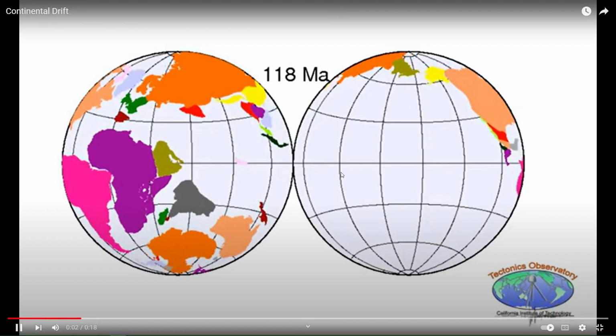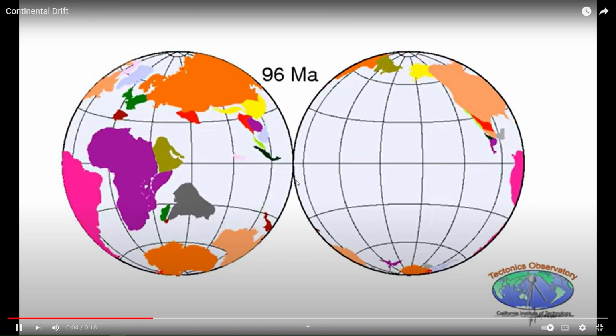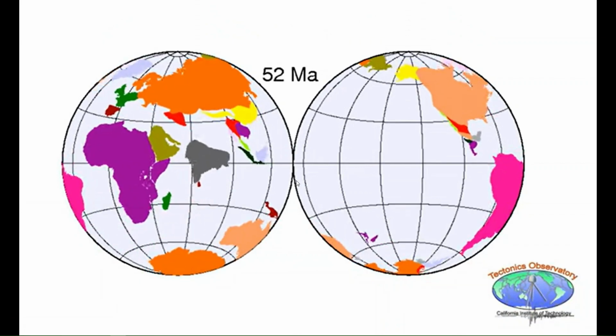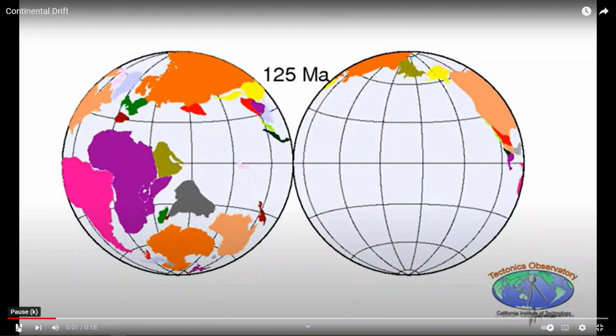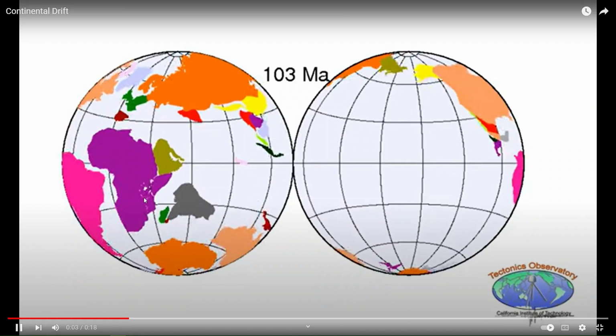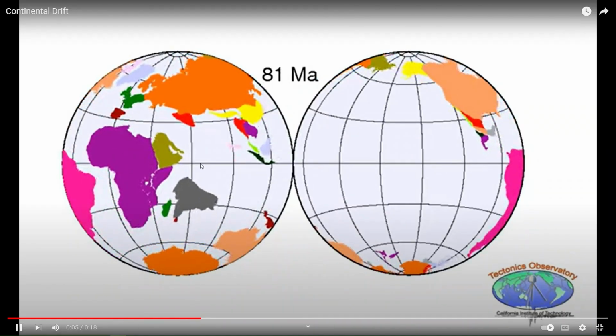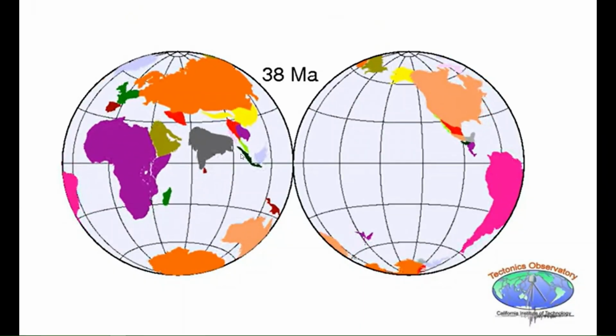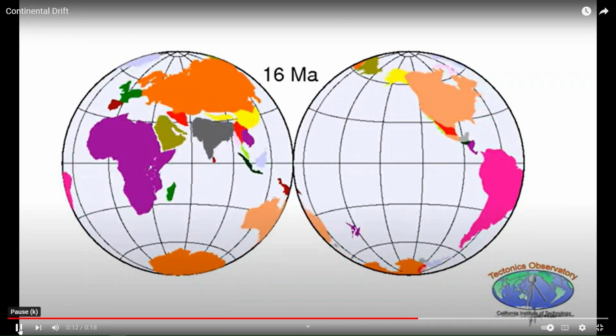We believe this continental drift is still going on, and it already happened a long time ago. You can see this simulation gives an idea of how the continents drifted over a very long time.